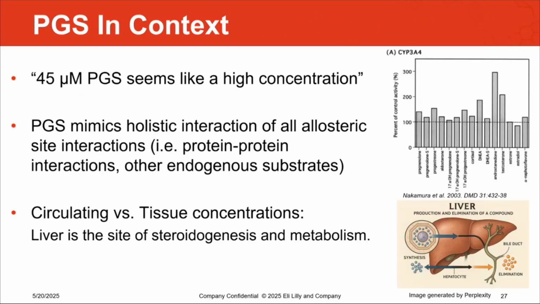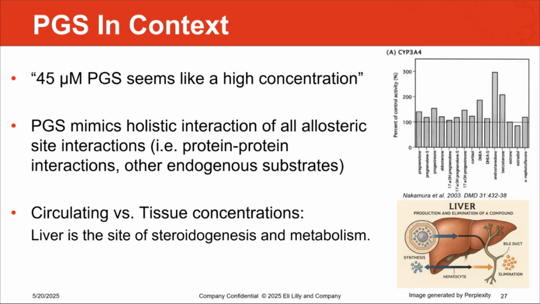But a lot of times we get the statement, 45 micromolar progesterone seems like a high concentration. We're not circulating 45 micromolar progesterone in our bodies. And you're right, circulating concentrations of progesterone are not in that range. However, you have to put the presence of progesterone into context. Progesterone in the in vitro system, which is an artificial system, it's not in vivo, is meant to mimic holistic interactions of anything that may be interacting with that allosteric site in vivo.